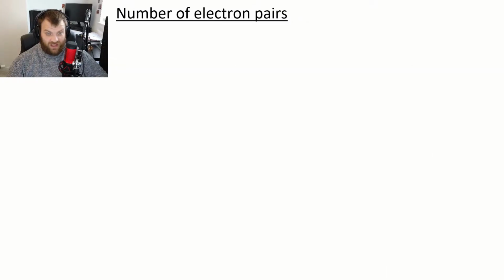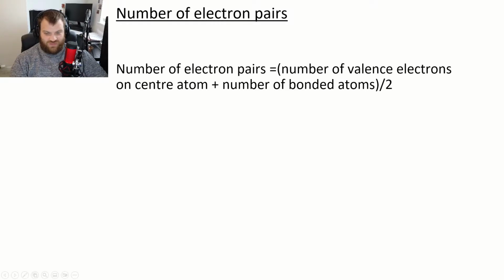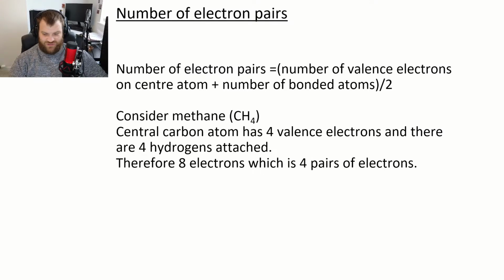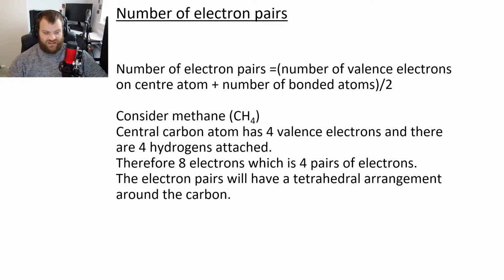We need to be able to calculate how many electron pairs are in a molecule or polyatomic ion. In order to do this, we need to take the number of valence electrons on the central atom, add on the number of bonded atoms, and then divide that by 2. Back to methane. Methane has a central carbon atom. Carbon has 4 valence electrons. We have 4 hydrogens attached to the carbon, making a total of 8 electrons, which is 4 pairs of electrons. Because we've got 4 pairs of electrons, these will take up a tetrahedral shape around the carbon.